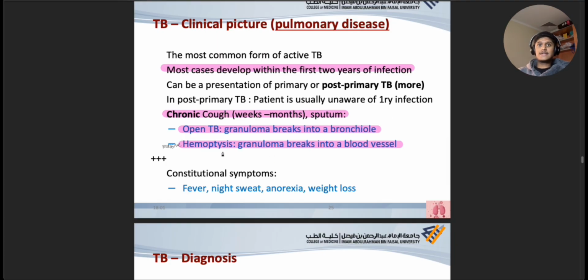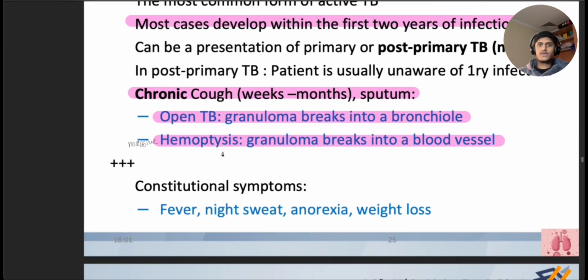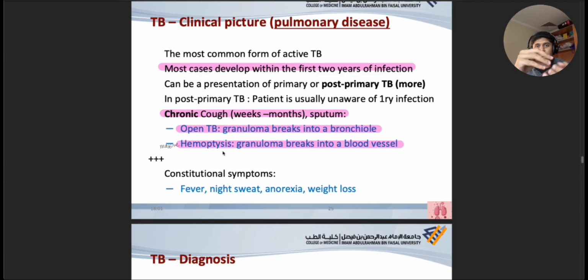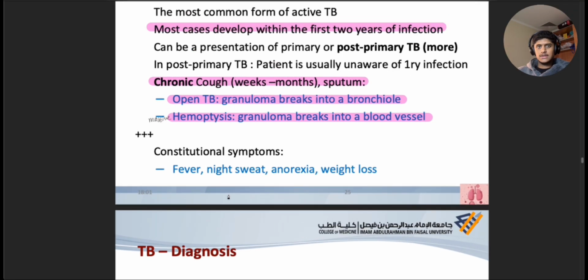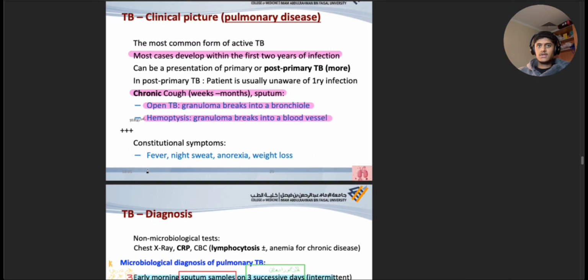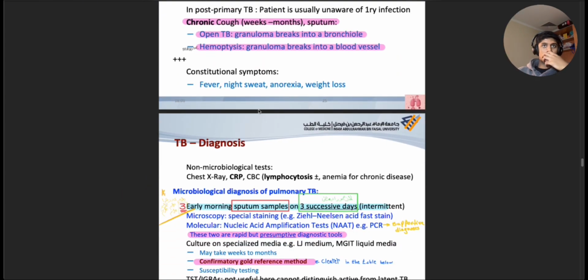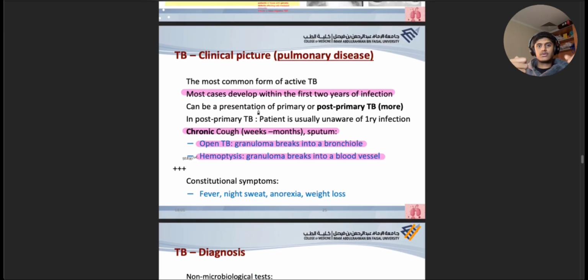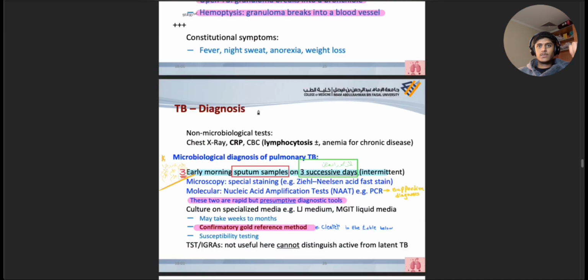And we can see how an open TB causes the granuloma to break into the bronchiole, and this breakage of granuloma within the blood vessels causes the hemoptysis. We can see other symptoms such as weight loss, anorexia, night sweat, fever. These things are really the major symptoms that are involved within the clinical picture.